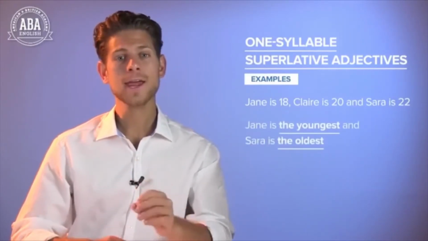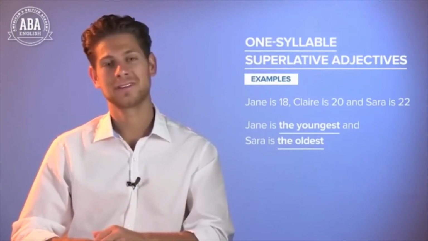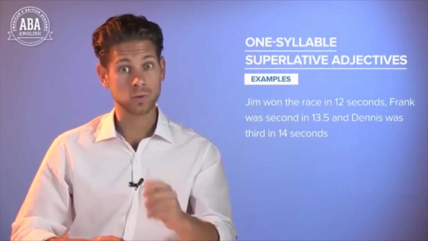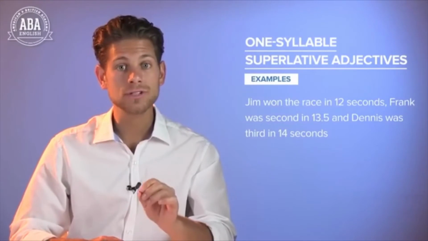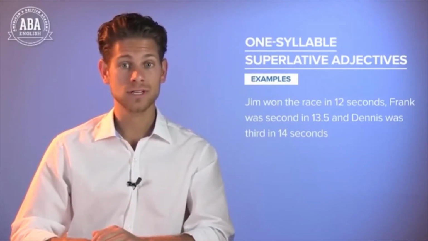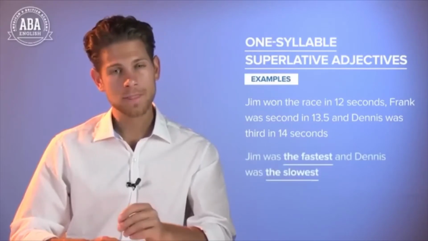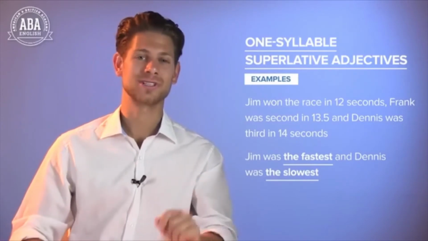Superlative form. Jane is 18. Claire is 20. And Sarah is 22. Jane is the youngest. And Sarah is the oldest. Jim won the race in 12 seconds. Frank was second with 13 and a half seconds. Dennis was third with 14 seconds. Jim was the fastest. And Dennis was the slowest.